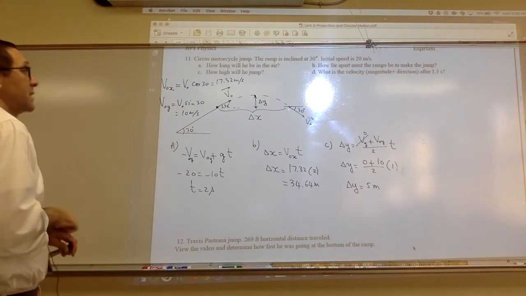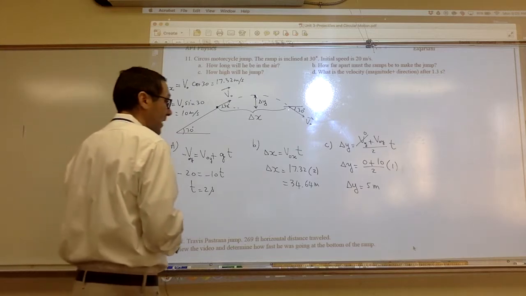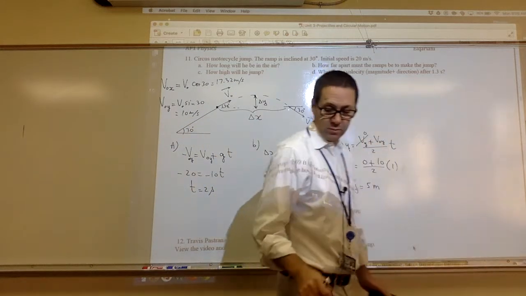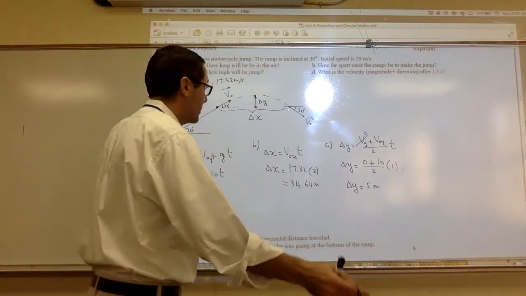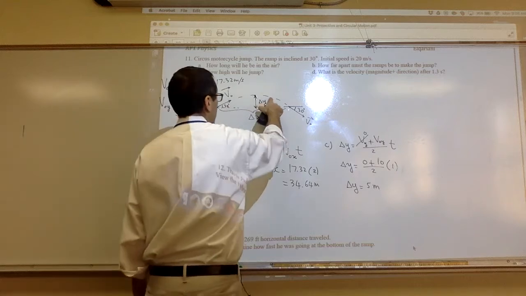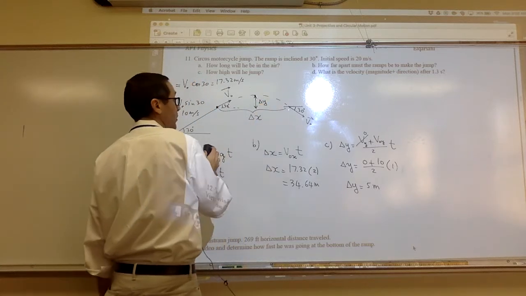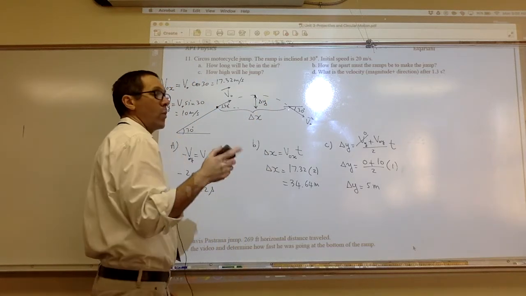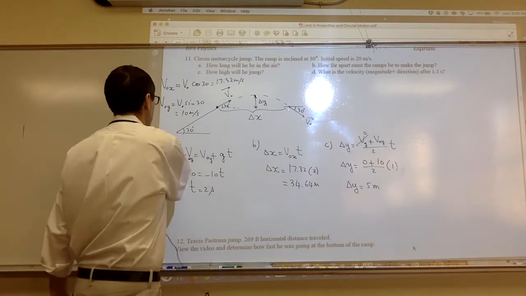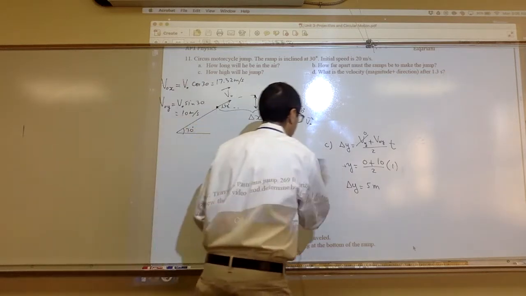What is the velocity after 1.3 seconds? Now, after 1.3 seconds, we should be on the way down, right? Because at 1 second we're at the top. So we should be somewhere in here. All right. Which means the Vy should be negative and the Vx will never change. So let's see if we can do part D.